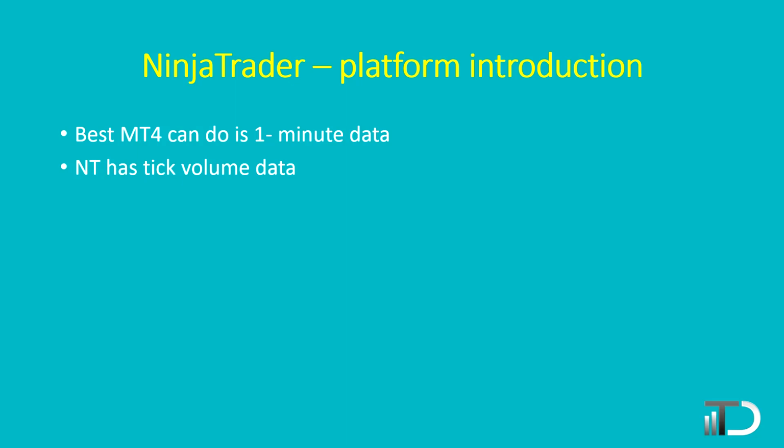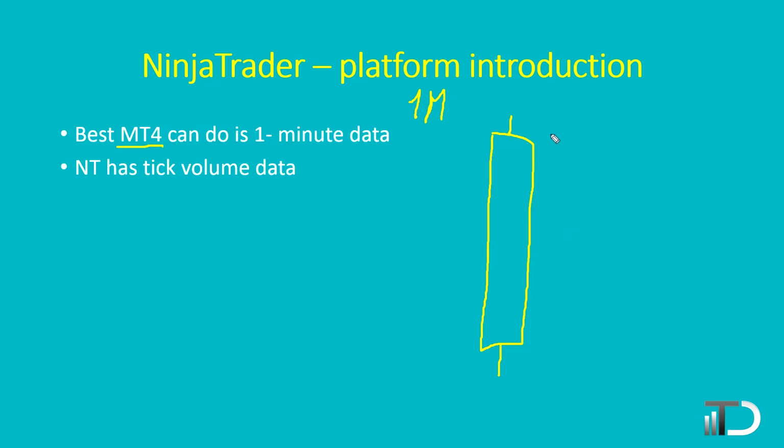In fact, the best MetaTrader 4 can do is 1 minute data, whereas NinjaTrader has tick volume data, which is the most accurate data you can get. Maybe you don't really see the difference between those two, so let me demonstrate. Hopefully this will make sense. So first, I'm going to draw a candle. Imagine this is a 1 minute candle.